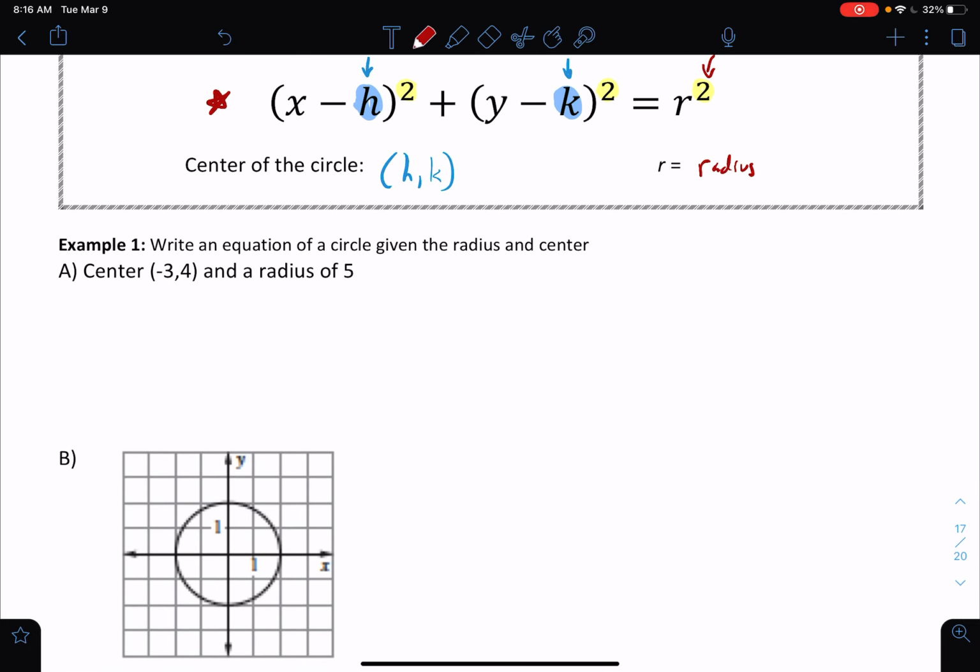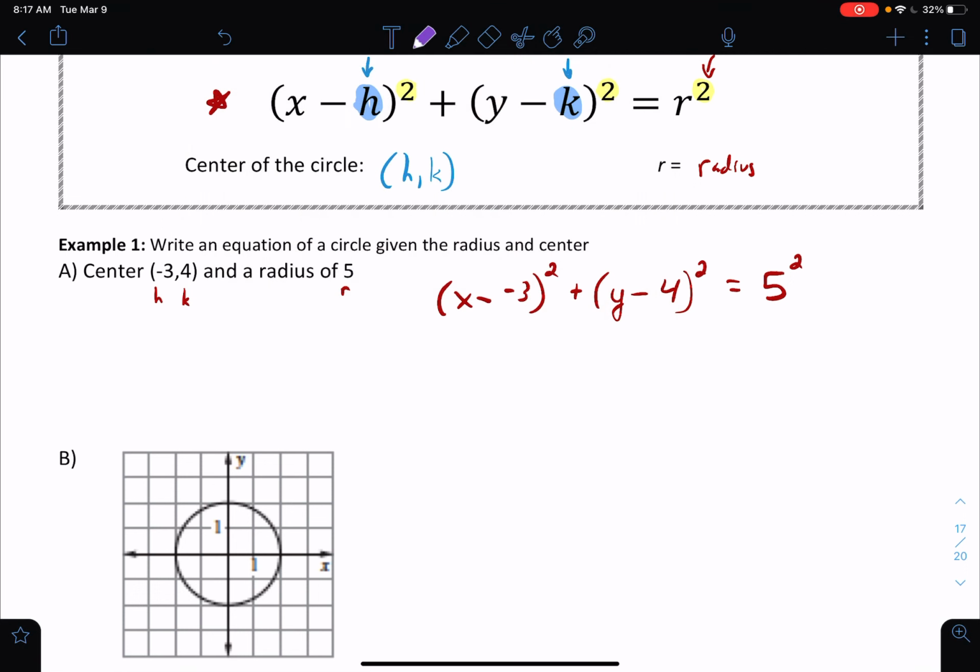So the center is (-3, 4). So here's my h value, here's my k value, and the radius is 5. So if I plug this in, I'm going to take x minus the h value, which is -3. I'm going to square that, plus y minus the k value, which is just 4, square that, equals my radius, which is 5, but I have to remember to square that.